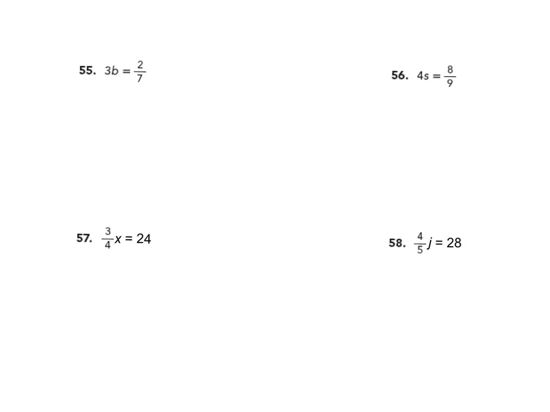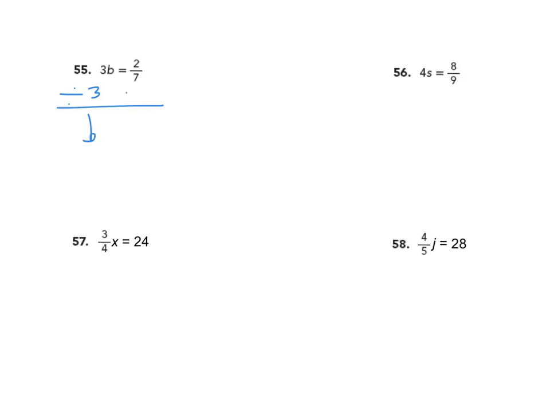The last ones that we're going to do here, there's two different kinds. They're a little bit challenging. The first one's not too bad. If we look at number 55, I see that the reason B is not by itself is because it's multiplied by 3. If I just divide both sides by 3, divide this by 3, it'll give me B. And I have to divide 2/7 by 3, but this is slightly more tricky.